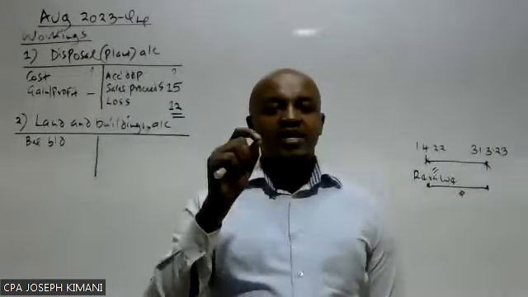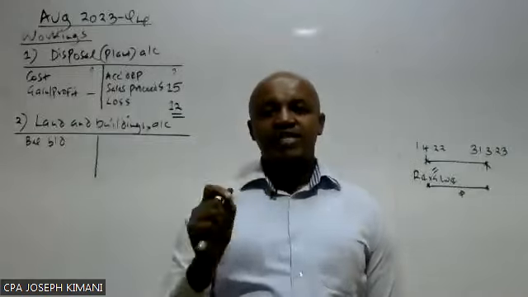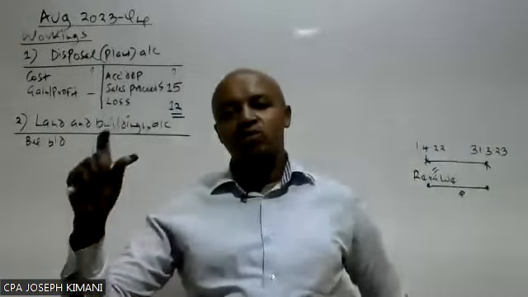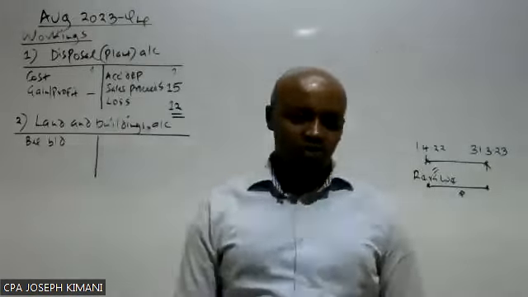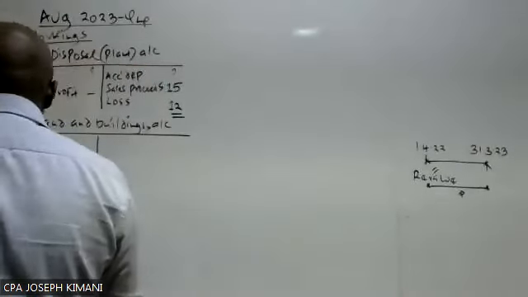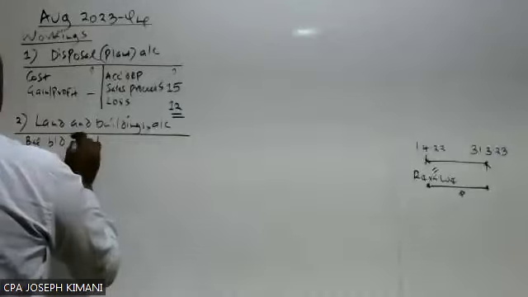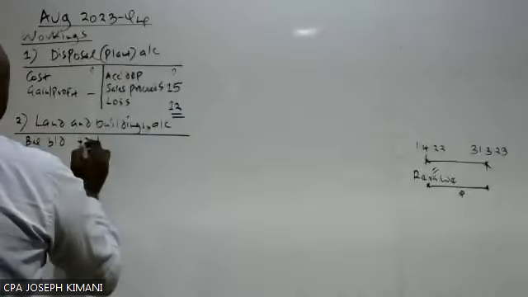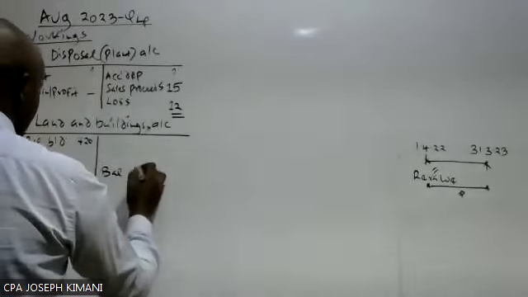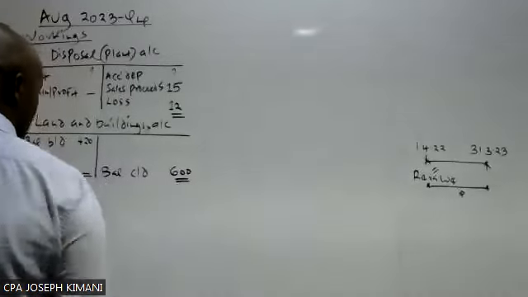But we said if an asset which is revalued is not a depreciable asset like land, you compare the revalued amount with the cost. So that's why we are recording the opening balance here as the net book value. So we have 420, and also we have the value for land and buildings at the end of the year, which is 600.